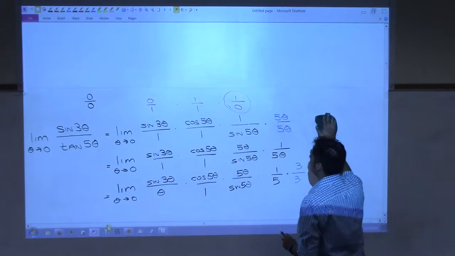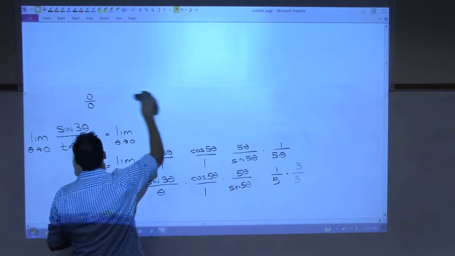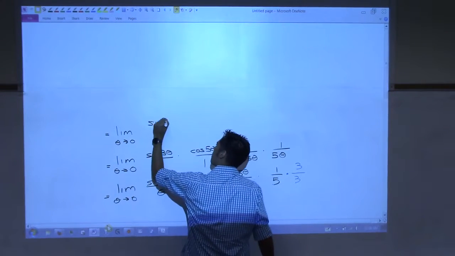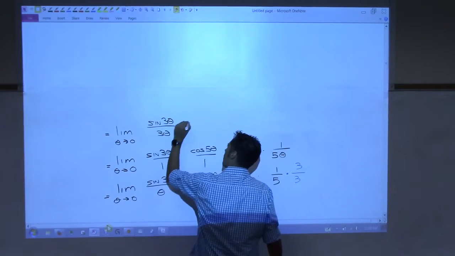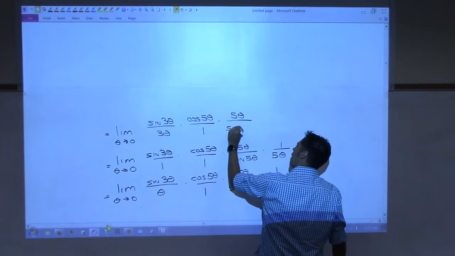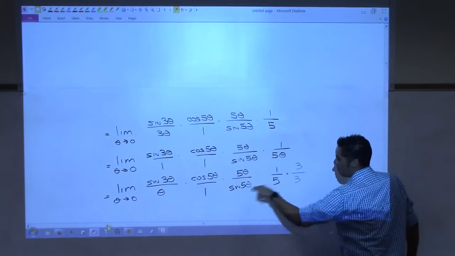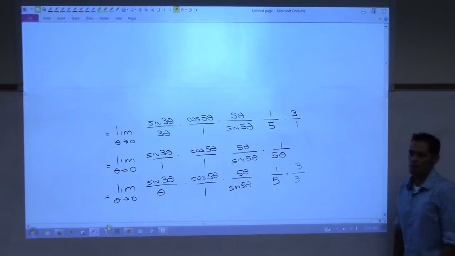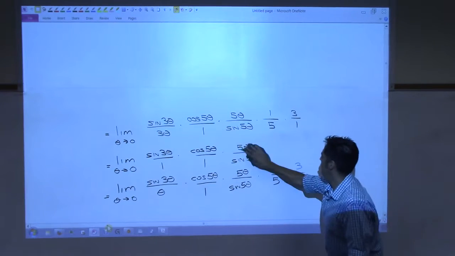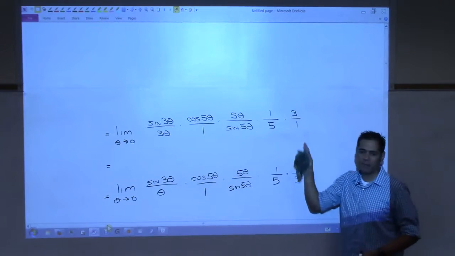And so my last line, really, this is it. I think I'm going to be there at this point, is to have sine 3 theta over 3 theta times cosine 5 theta over 1 times 5 theta over sine 5 theta times the 1/5 that was here already, and then that 3 went over there on the bottom, left me a 3 on top, and that's it. And at this point I can take the limit. So I'm no longer going to need to write the limit. I'm just going to look at what each one of these factors does.